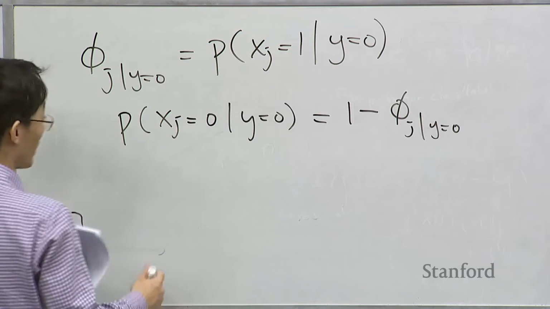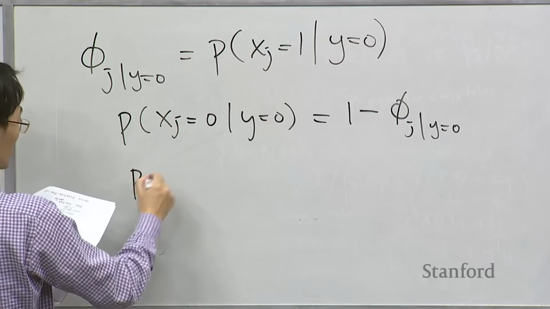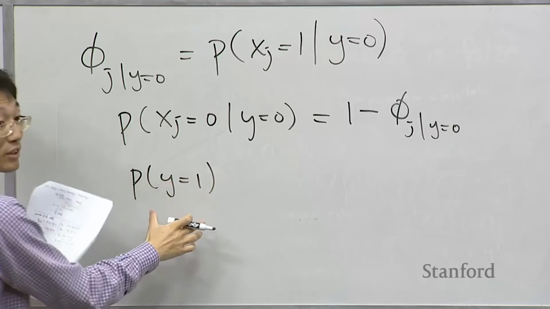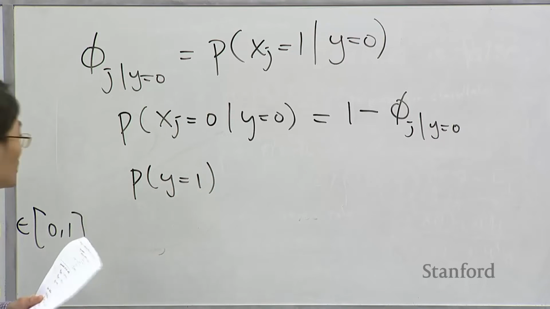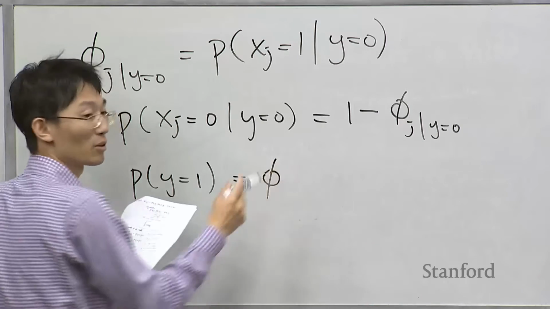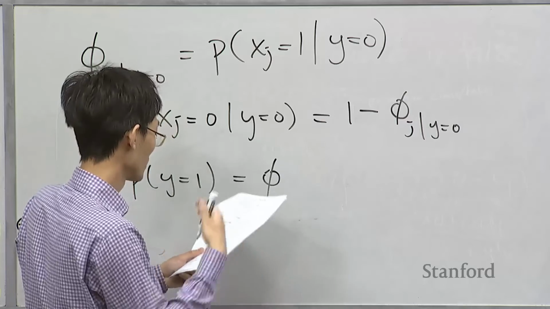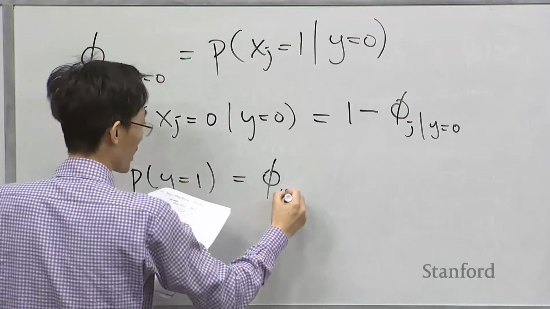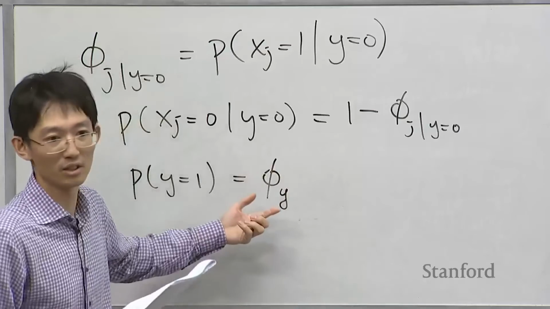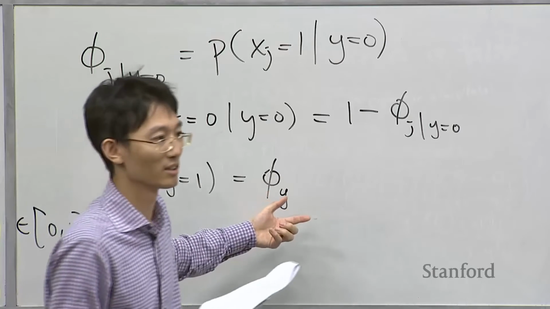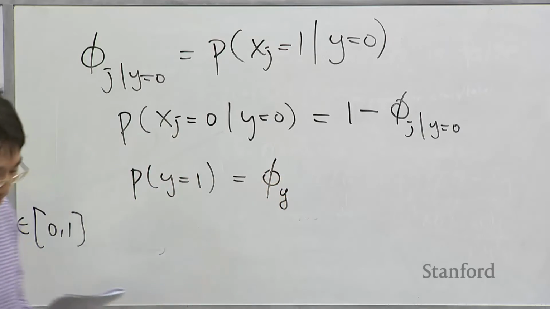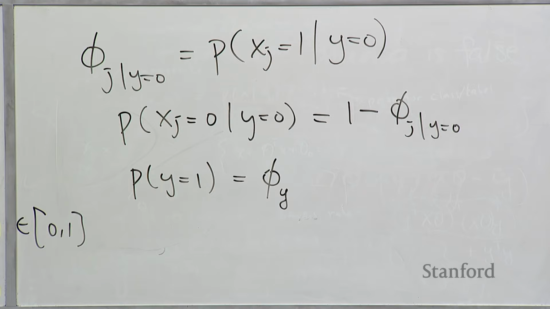And then I also need something to parameterize the distribution of y. Recall that we called this phi before, in the GDA case. And now just for the sake of distinguishing it from the other phis, I'm going to call it phi y. But this serves the same role as phi in the GDA case. Any questions?